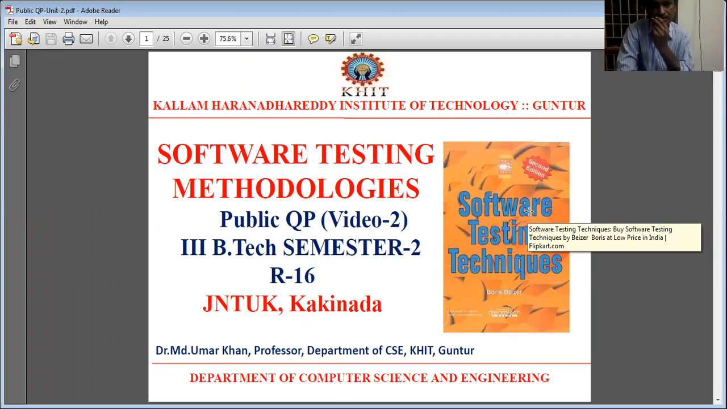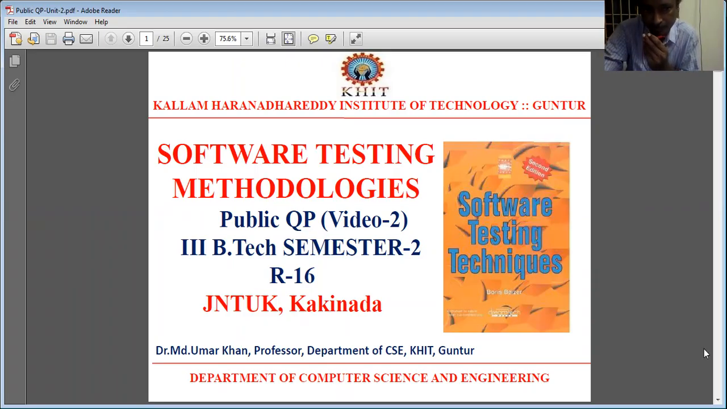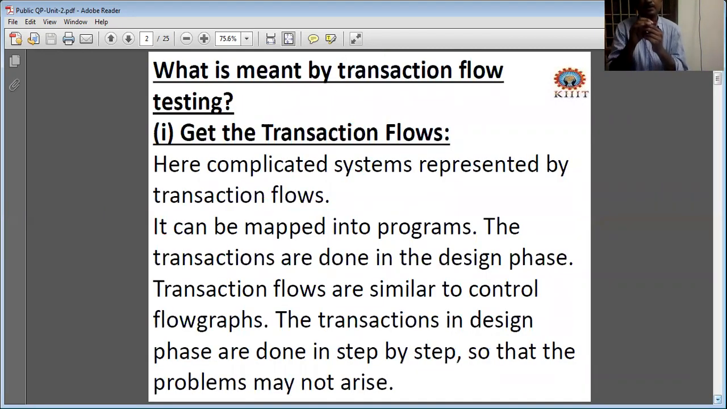Software testing methodologies, public question paper, video 2, that is the second unit. Now, what is meant by transaction flow testing?